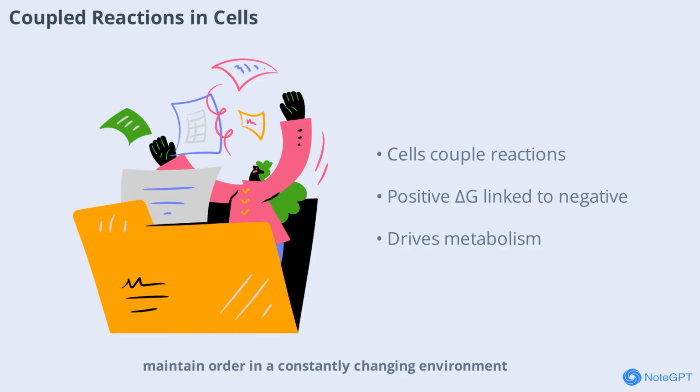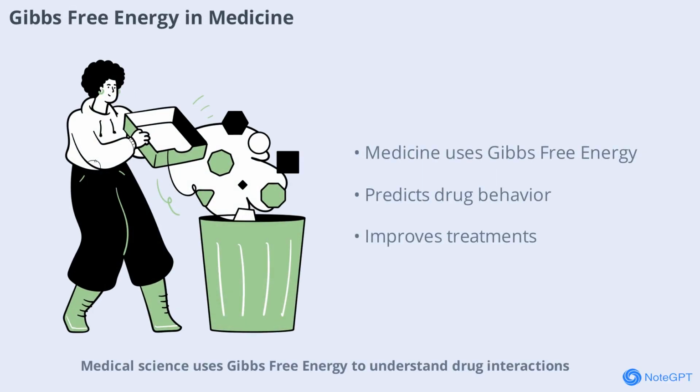Medical science uses Gibbs free energy to understand drug interactions, metabolic pathways, and disease mechanisms. By analyzing the energy changes in biochemical reactions, researchers can design more effective treatments and predict how drugs will behave in the body. This knowledge is crucial for developing new therapies and improving patient outcomes.